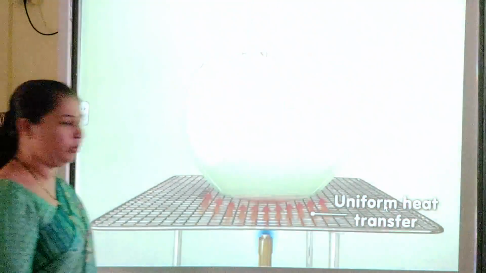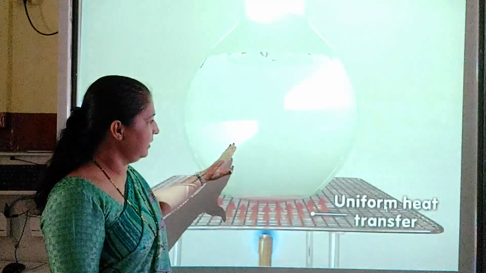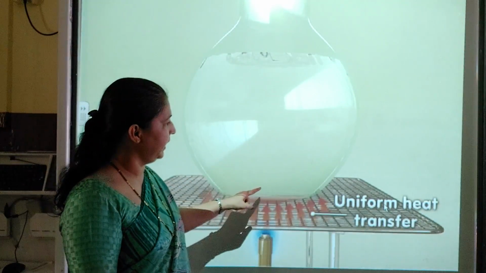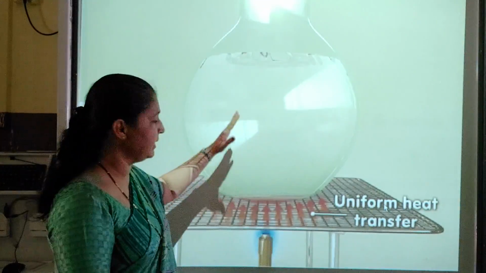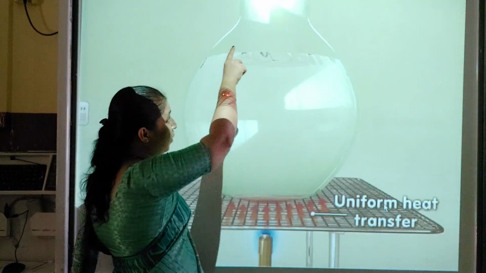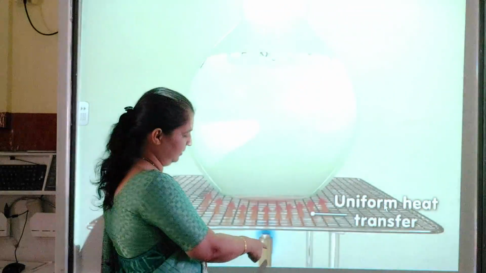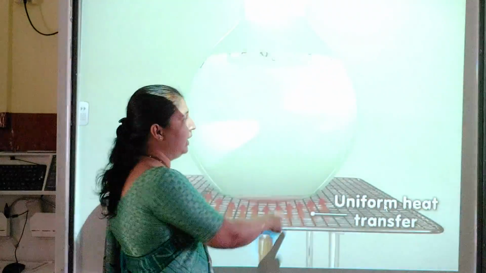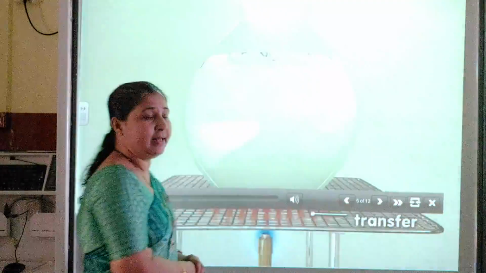So now you see here how heat is transferred. Here there is a candle and here there is a flask. When it is heated, this gets heated up. Uniform heat is transferred. As the heat is passing, what happens? It goes out and the cold air joins again near the candle. So this process of hot air, cold air goes on, passing like this.